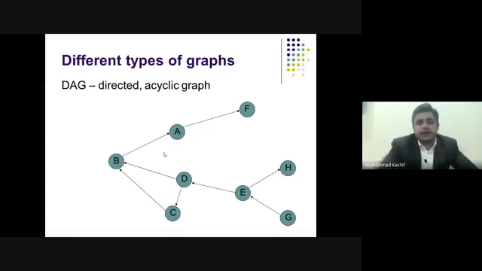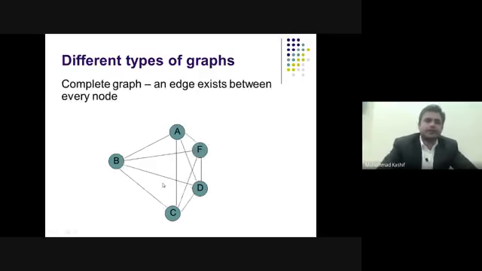Let's have a look. And as we can see, we have direction available. We can move from D to B, but we cannot move back from B to D. So it's not a cyclic path. That's why we are saying it's an acyclic graph, but it's directed, right? So again, it's a graph, but you can relate it with the trees, right?